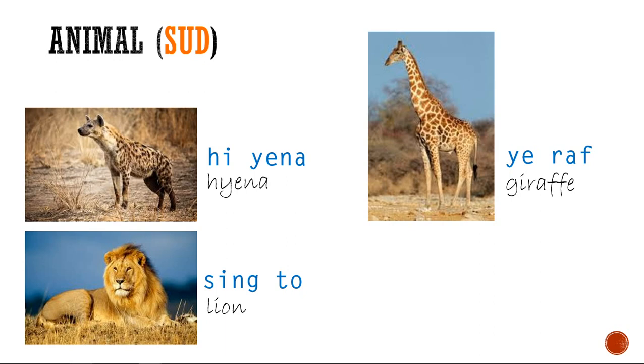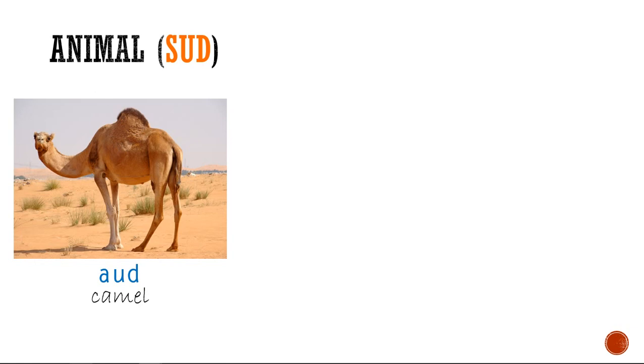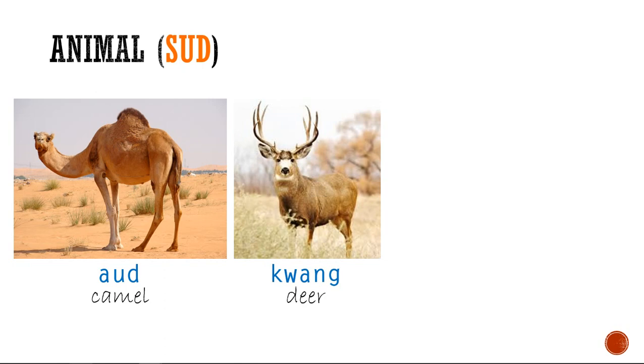Giraffe. For Thai, we say giraffe. And this is giraffe. เสือดาว. เสือ is like a tiger. Dao is the pattern on it. So เสือดาว, leopard. Oud, camel. Guang, deer. Some Thai people use guang as a nickname.